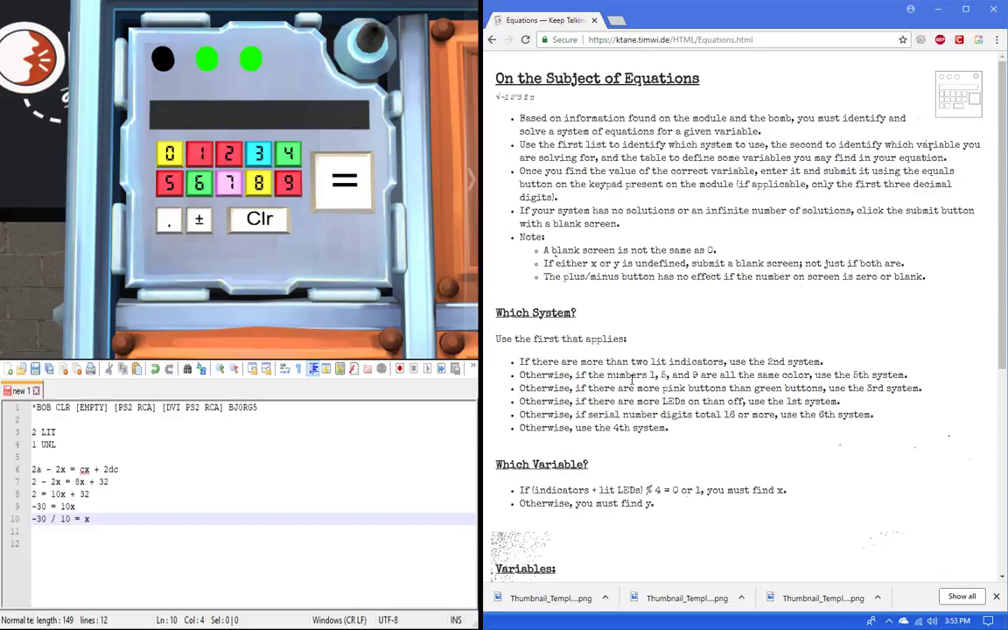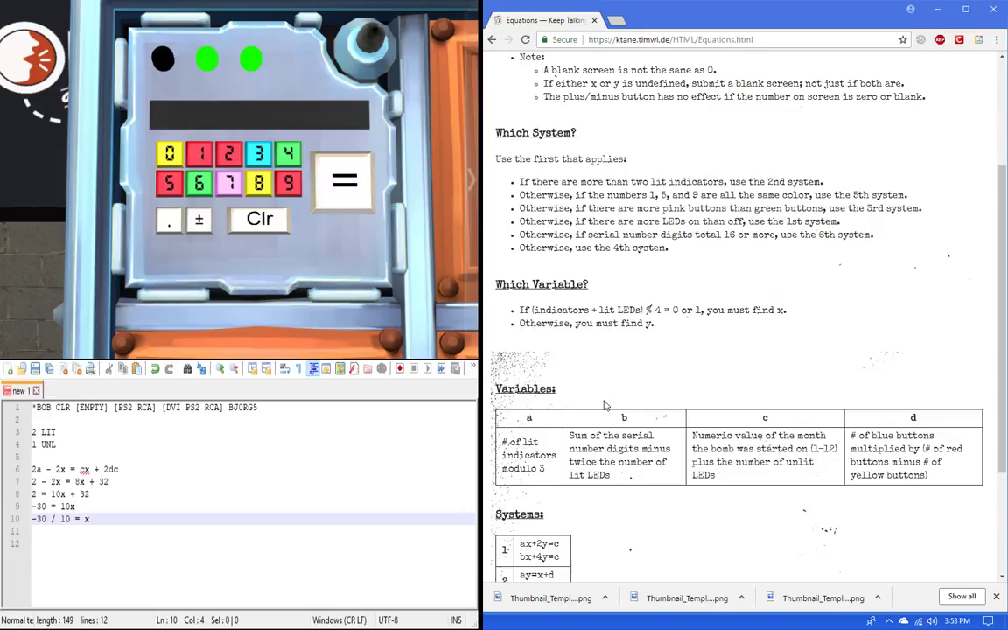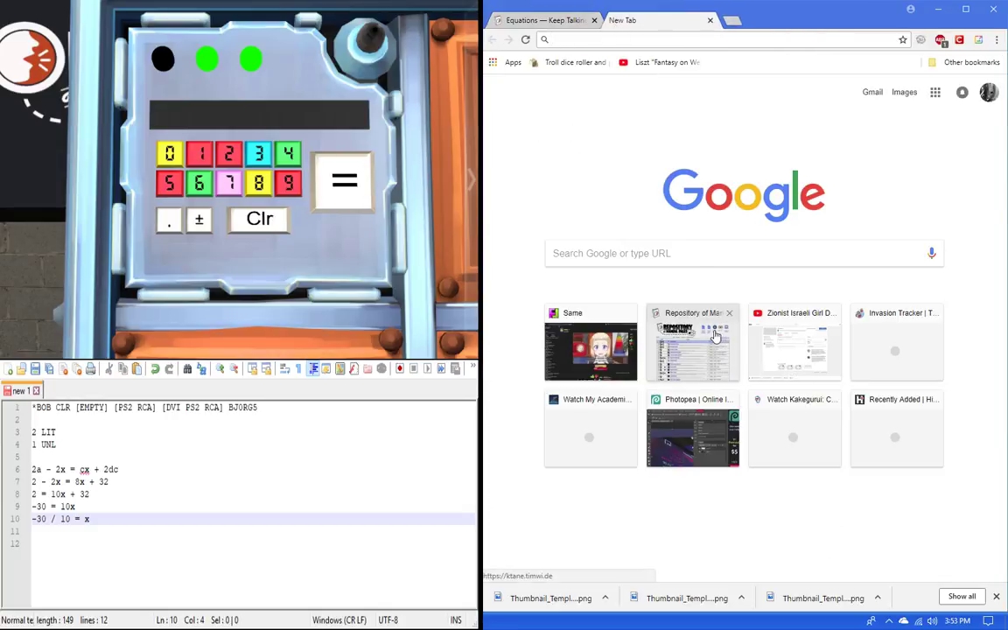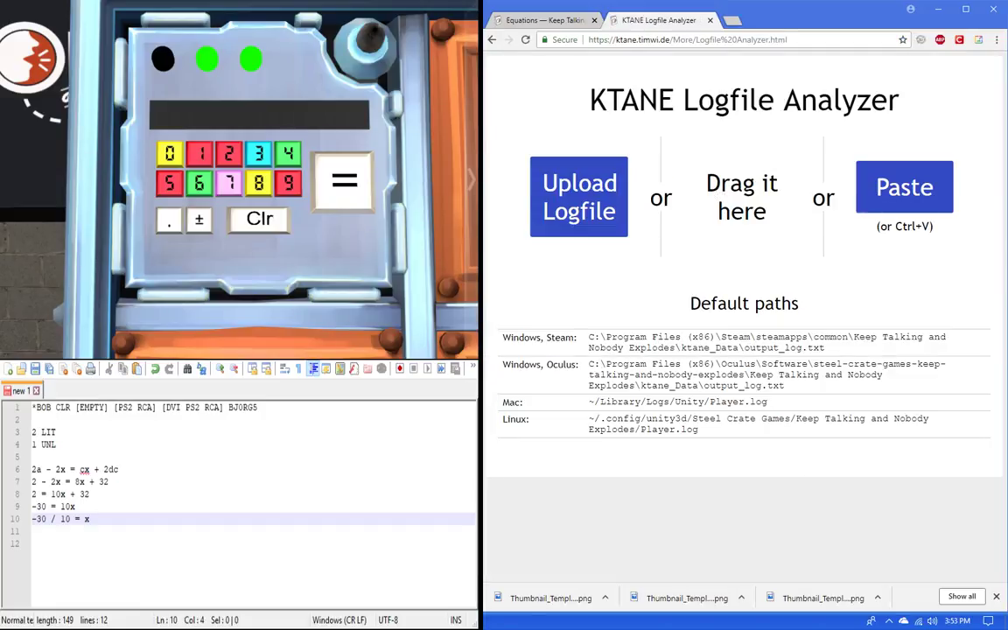Oh, I got one of my numbers there. That's 8 and that's 2. Give me 1 second, guys. I'm going to need to see a log file for this. Give me 1 second. Log. Oh, no, output log.